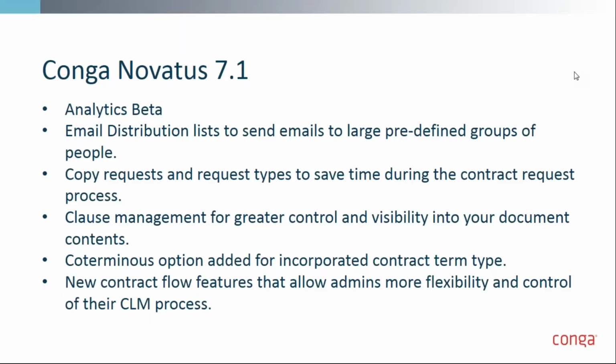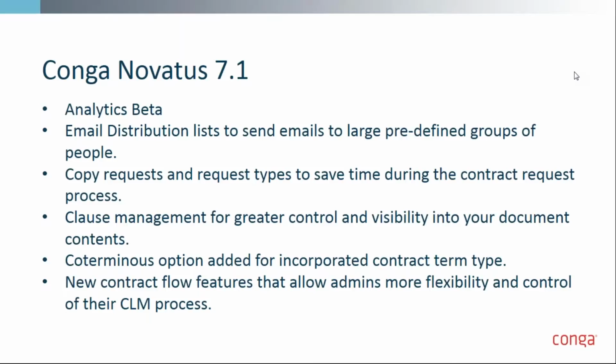Some of the other things we've done are setting up email distribution lists. You can set up email groups, so it'll facilitate the sending out of messages. We've also done a copy request and copy request types. And for those of you that are users of Nevada, that's basically geared towards facilitating your end users in generating new contract requests and, as the contract admins, in setting up your system and creating new request types.